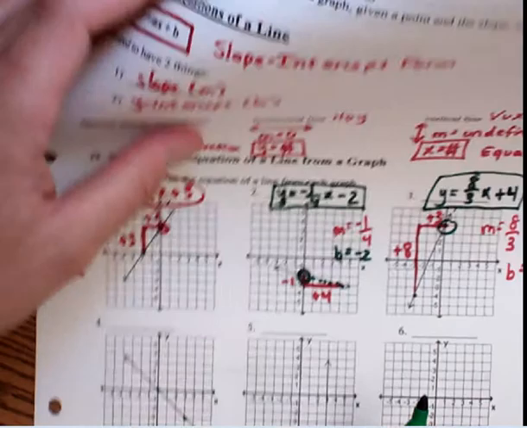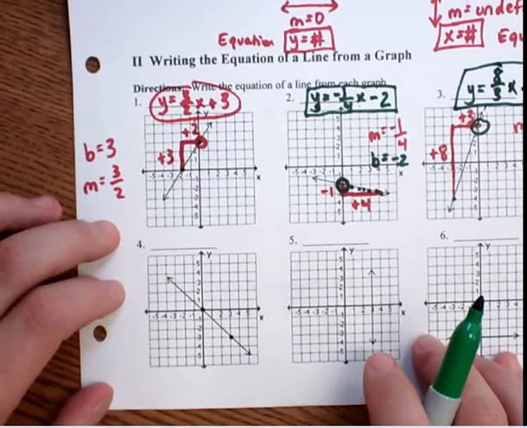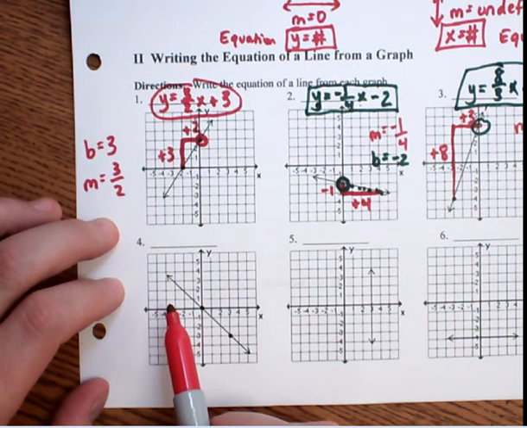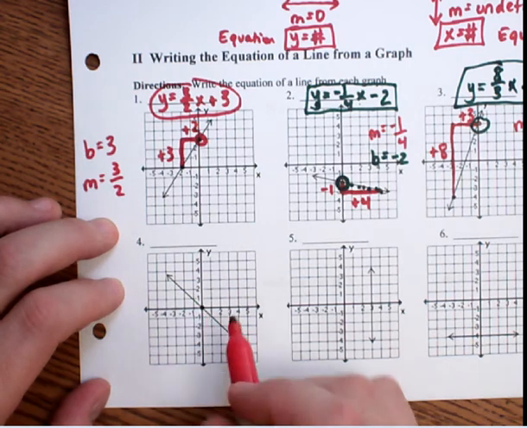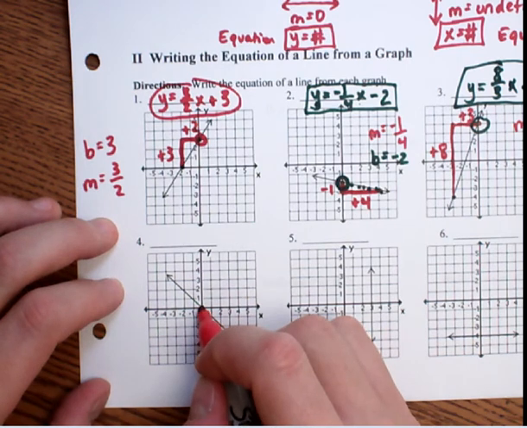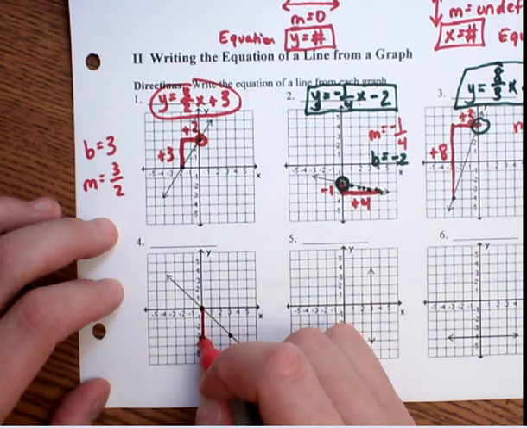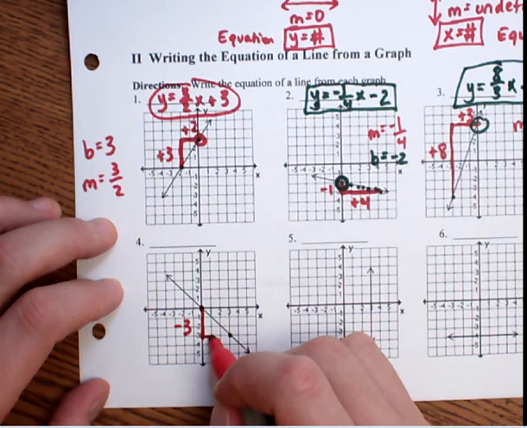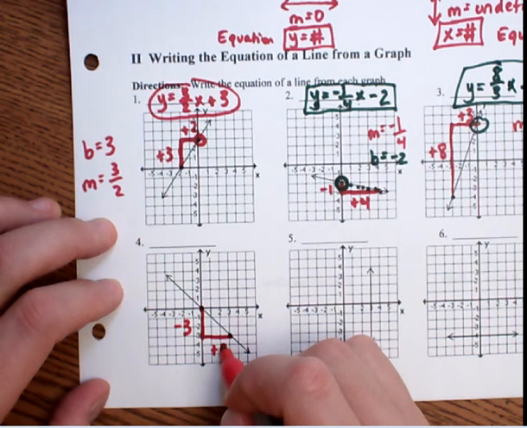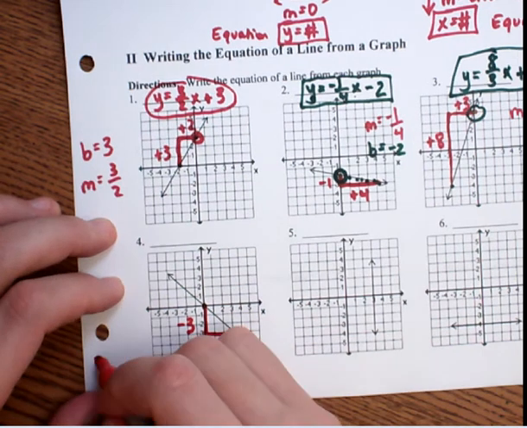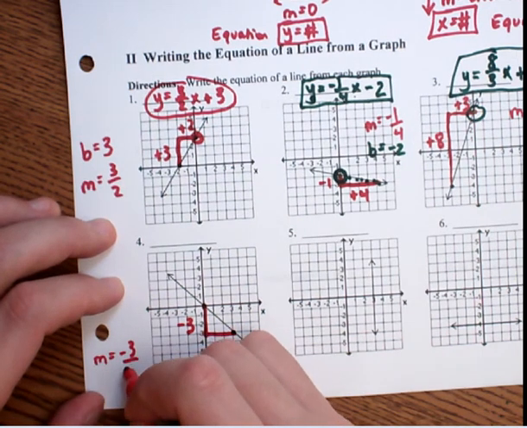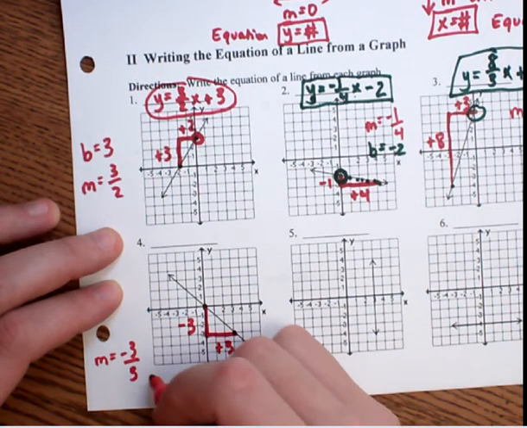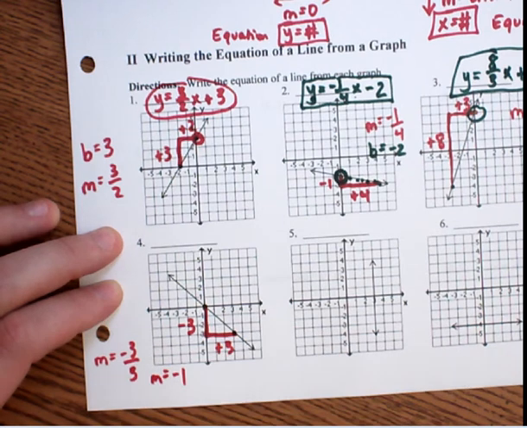Okay, now number 4, let's do the slope. I always start with the point on the left. So that would be the 0, 0. Now I have to go up or down. In this case, I'm going down, 1, 2, 3. Down is negative. And then I'm going to go right, 1, 2, 3. Right is positive. So the slope is negative 3 over 3. We can simplify that. That reduces to negative 1. So m equals negative 1.